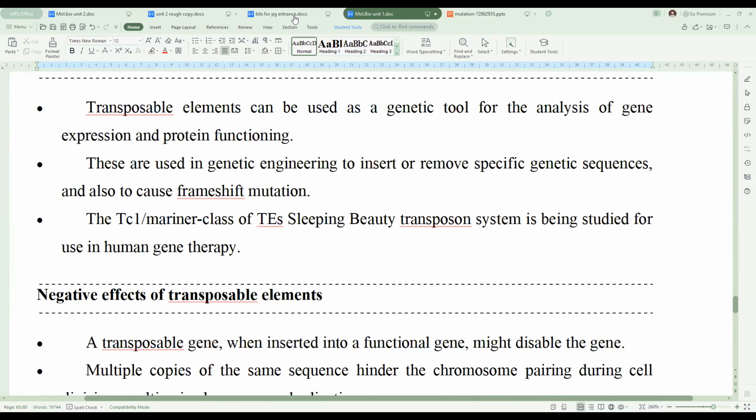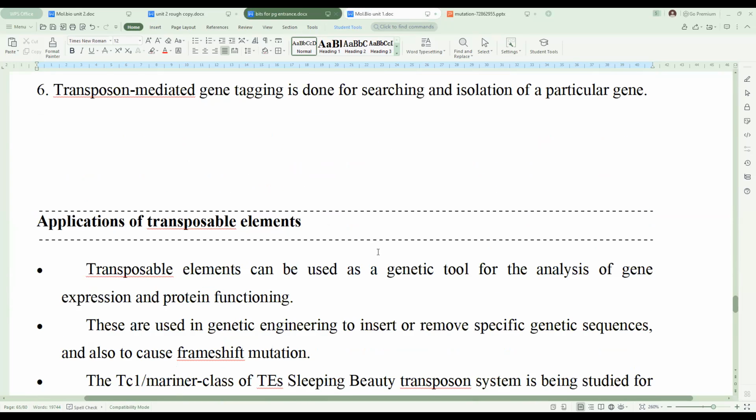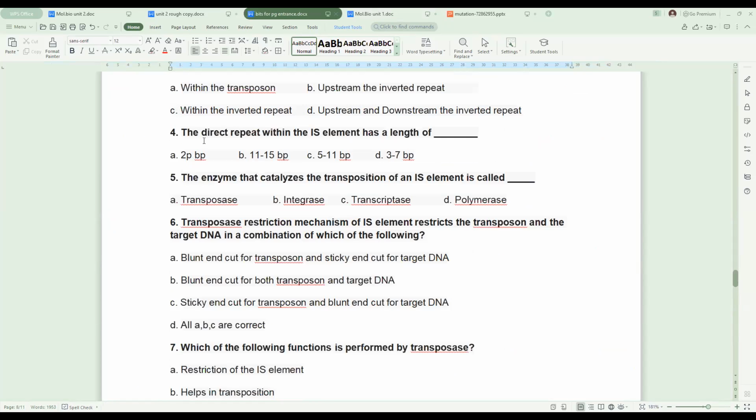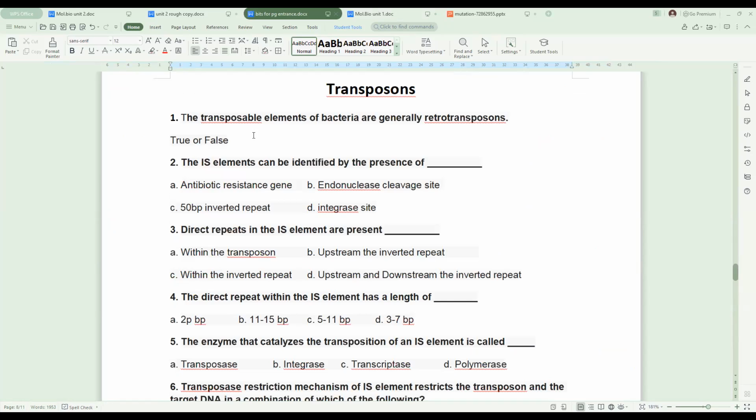Now we will solve some bits. Are you all ready? Yes, students. Now, transposable elements of bacteria are generally retrotransposons. True or false? I want all of you to interact fast.